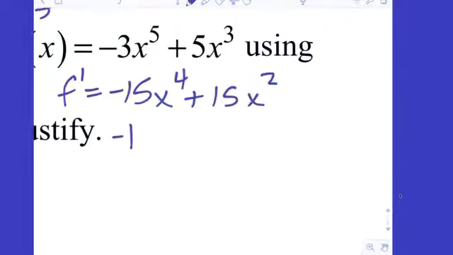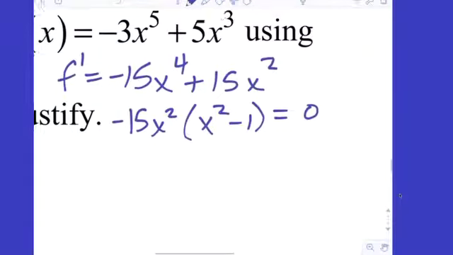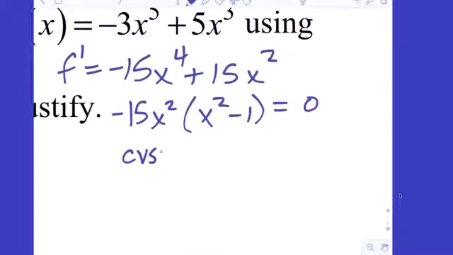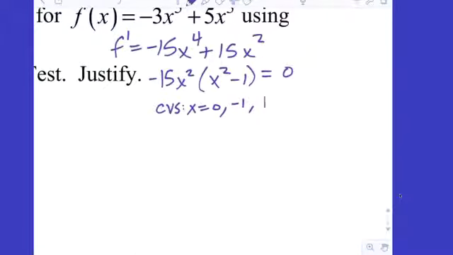So if you factor out a negative 15x squared, you get x squared minus 1, and you set it equal to 0. You should get 3 critical values: x equals 0, negative 1, and positive 1. Now you could set up the number line easily and test the intervals in between those 3 values, but we're going to use the second derivative test.